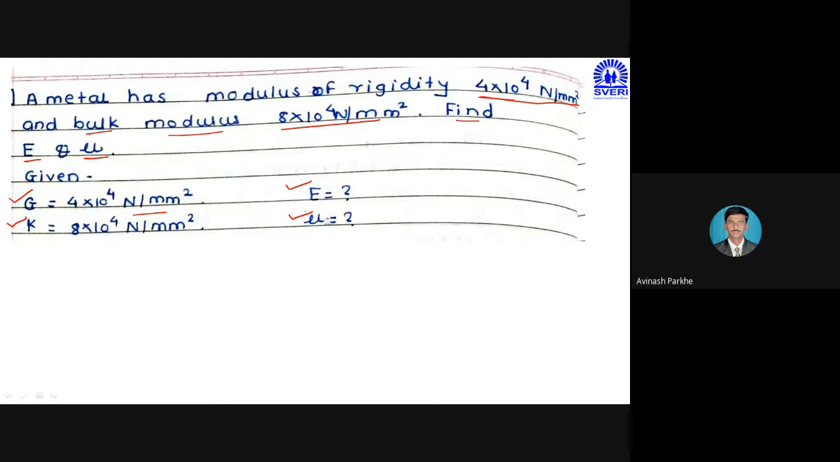So how to calculate? Please think about that. Which formula do we have to use for our further calculation? Yes? E is equal to 9KG divided by 3K plus G. Okay?